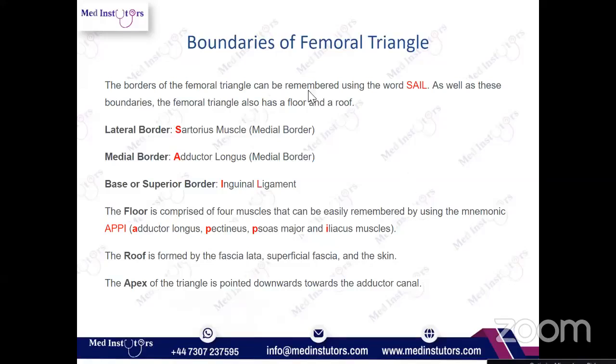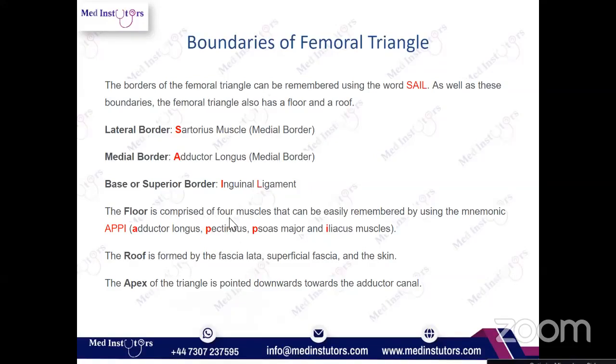So we can easily remember by using the word SAIL, in which S stands for sartorius muscle, which is the lateral border of the femoral triangle. Then the medial border of the femoral triangle is formed by the adductor longus muscle. Then it has a base or spear border, which is made by the inguinal ligament.